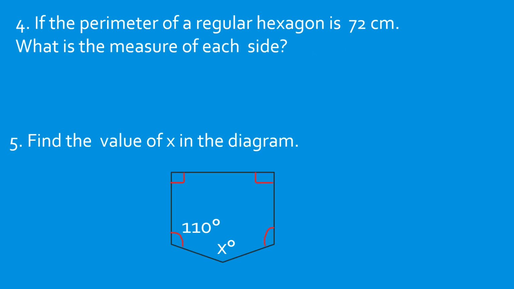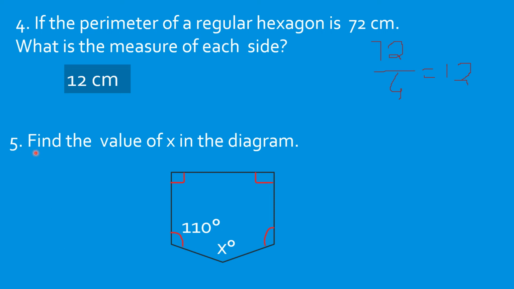Number 4. If the perimeter of a regular hexagon is 72 centimeters, what is the measure of each side? Okay, now what do we know about a hexagon? Hexagon has 6 sides. And regular, it means that all the sides are congruent. So simply 72 divided by 6. And that is equal to 12 centimeters. So the measure of its side is 12 centimeters.